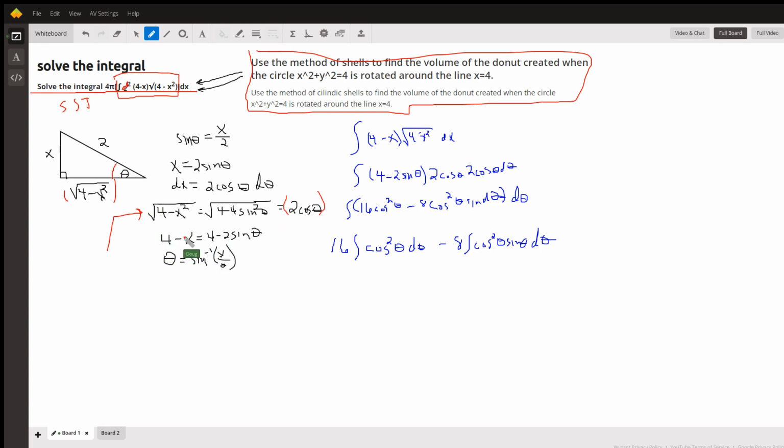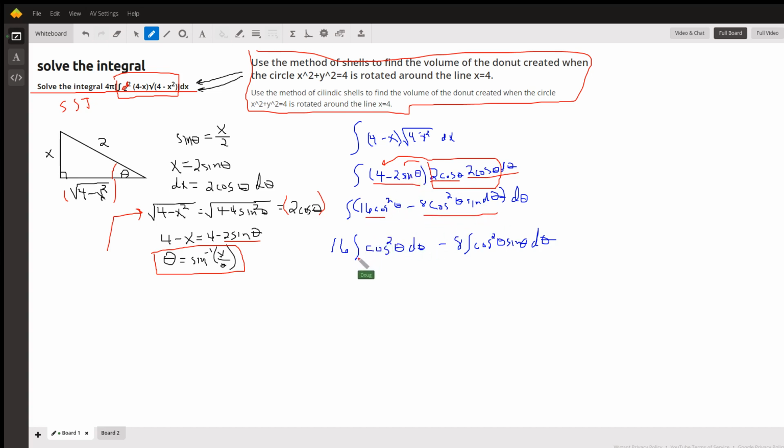And by the way, the 4 minus x is 4 minus 2 sine theta, because that's what x is. And we might have to use this later on. Theta equals the angle that has a sine of x over 2. So here's what it looks like after the substitution. This is the 4 minus x, here's the square root of 4 minus x squared, and here's dx. And if you multiply these two factors together and then distribute, this is what you get.